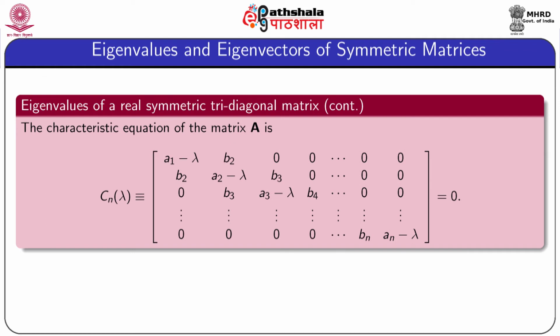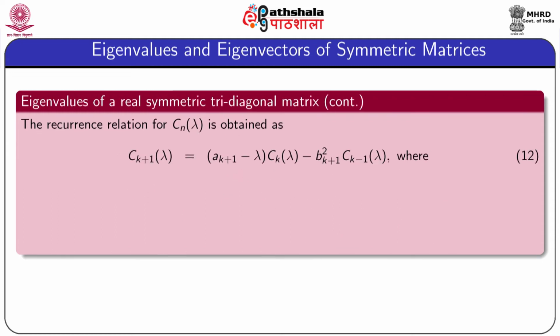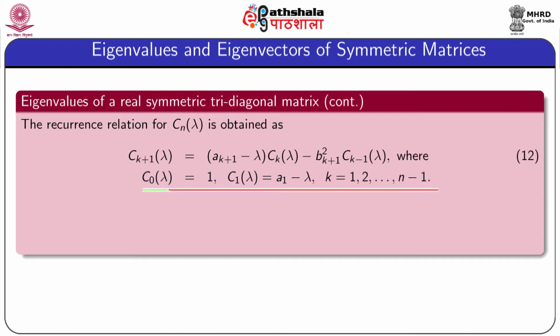So, for this matrix, the characteristic equation is denoted by Cn(lambda), where lambda is the variable and n represents the degree of the characteristic polynomial or equation, and it is defined as this equation or this matrix. The recurrence relation for Cn(lambda) is given by C(k+1)(lambda) equal to (A(k+1) minus lambda) times Ck(lambda) minus B(k+1) squared times C(k-1)(lambda), where C0(lambda) equal to 1 and C1(lambda) equal to A1 minus lambda, and this is true for all k equal to 1, 2 up to n minus 1.